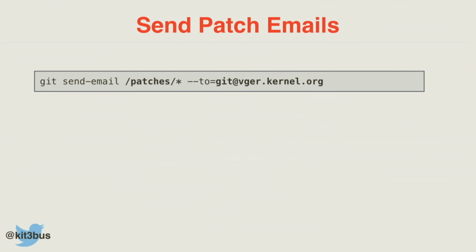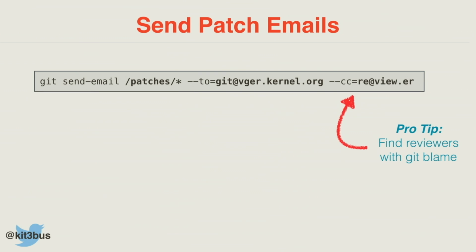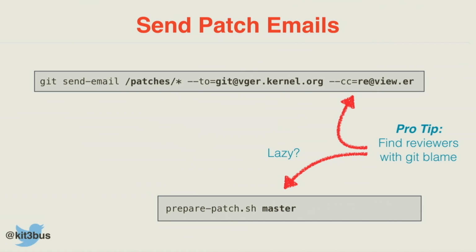All right, so when you have made these patch files, then you can send them to the mailing list with the git send-email command. And you should also CC potential reviewers of your patch. How can you find them? Well, you would usually run git blame on the lines that you have changed to identify people that would be able to review your changes. And again, you could also use my prepare patch script, which would do that for you.